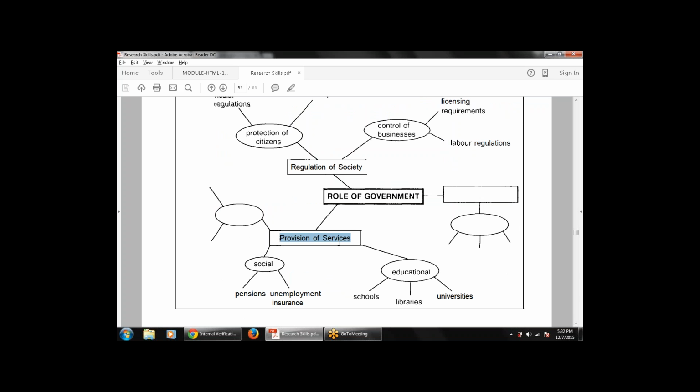Then next is provision of services. That is the main provision of the services that is available with this one. That includes social security, pension, unemployment insurance. Then educational services, that includes the schools, libraries, universities. That is also the role of the government. So this is the main category, or we can say this is the webbing diagram. We can represent the information with the help of the webbing diagram.